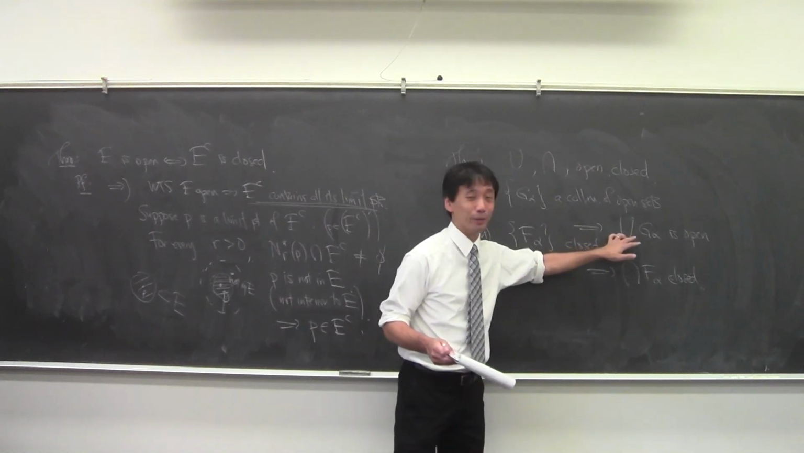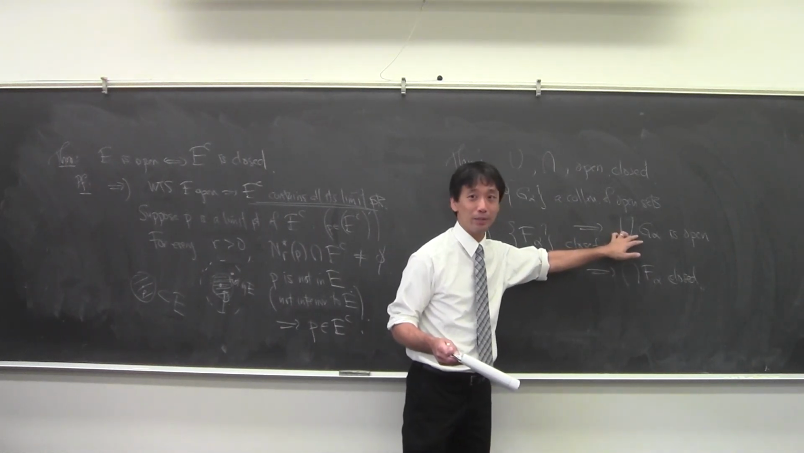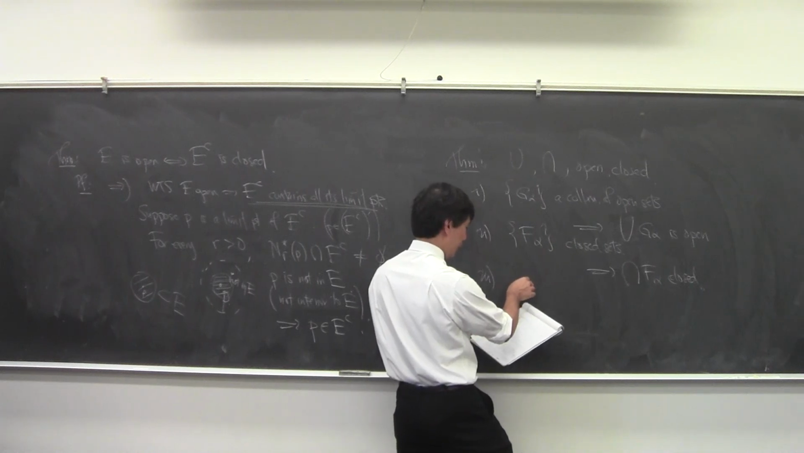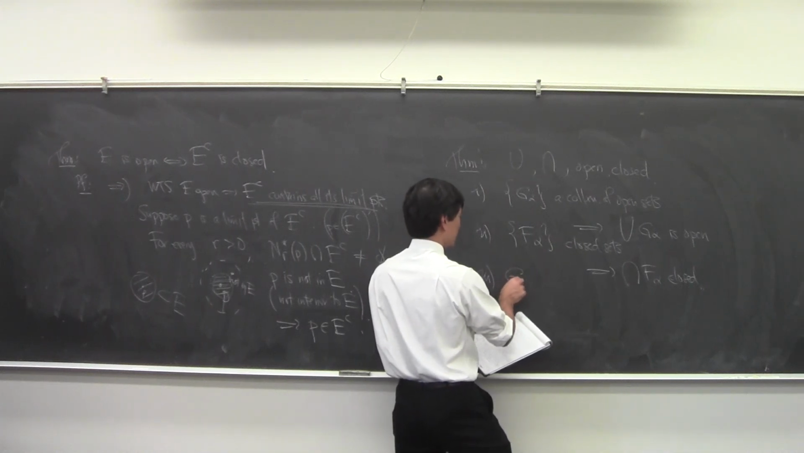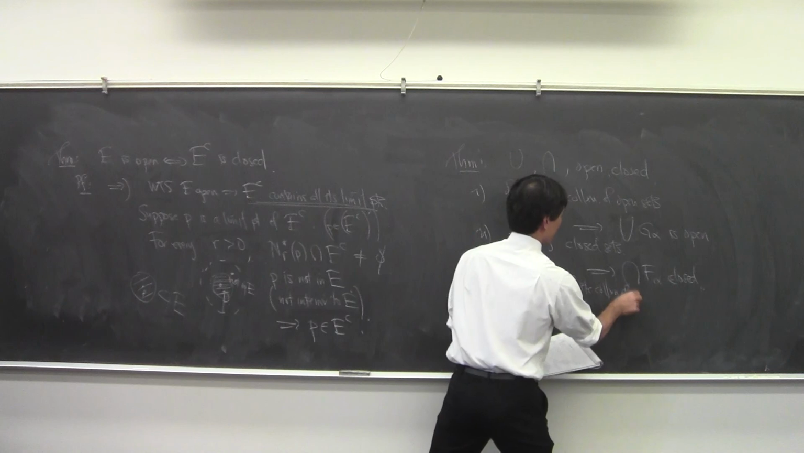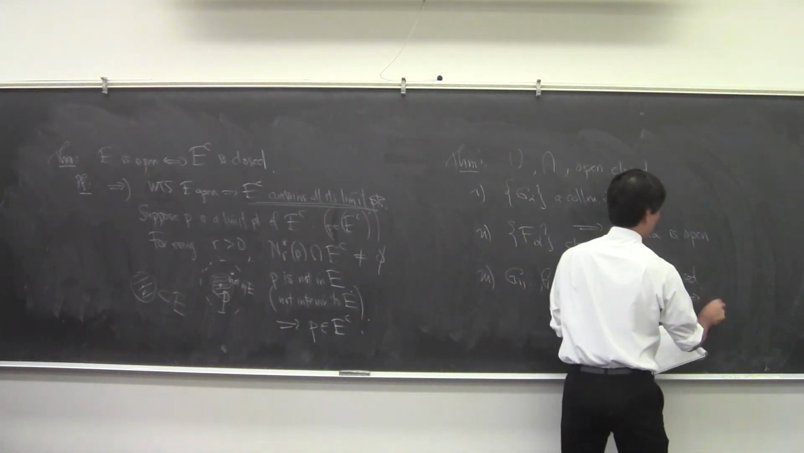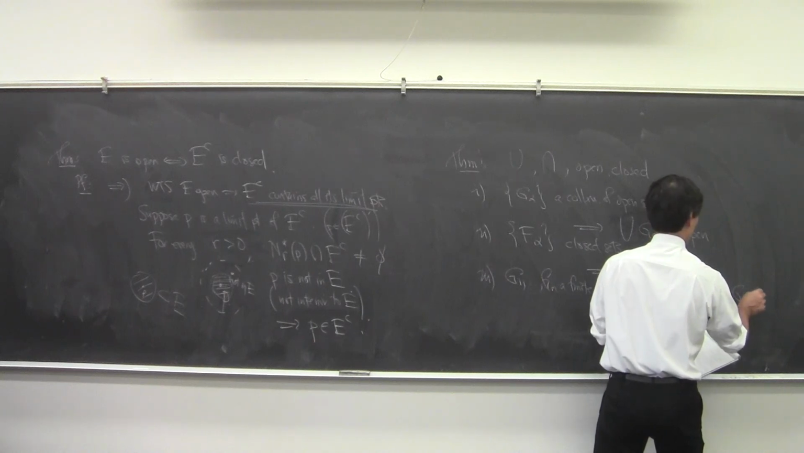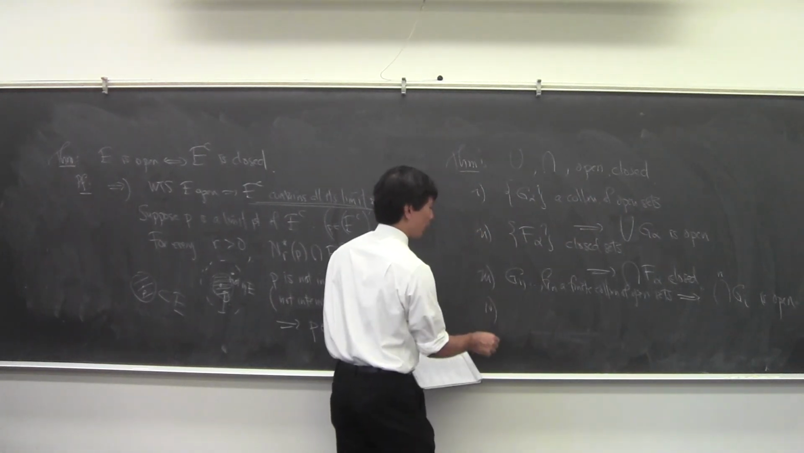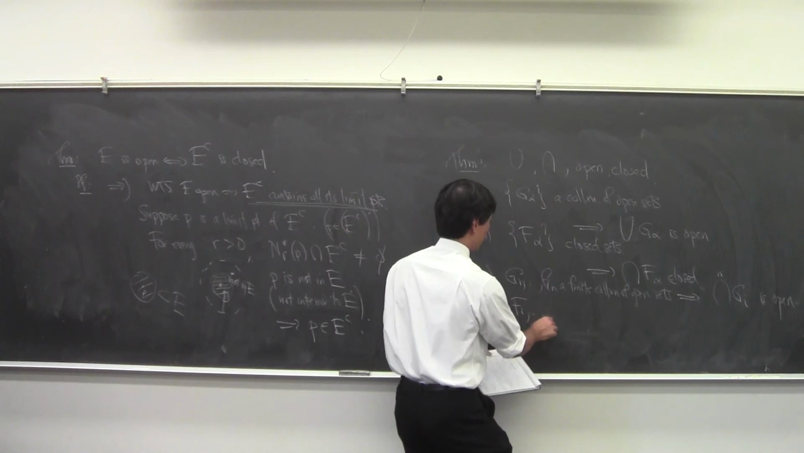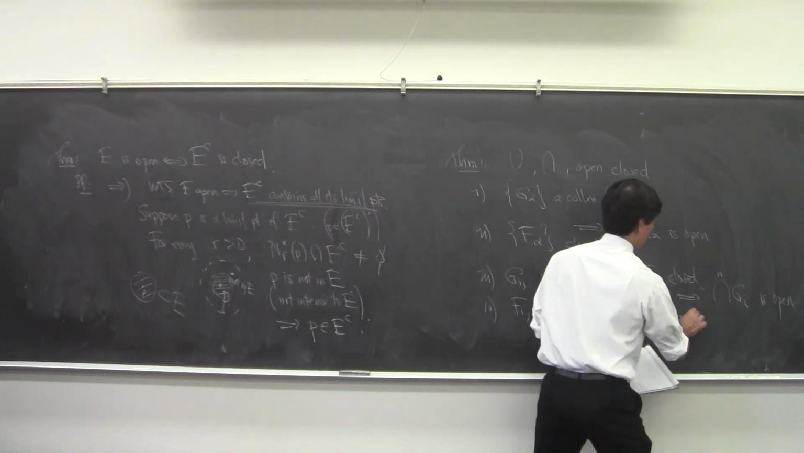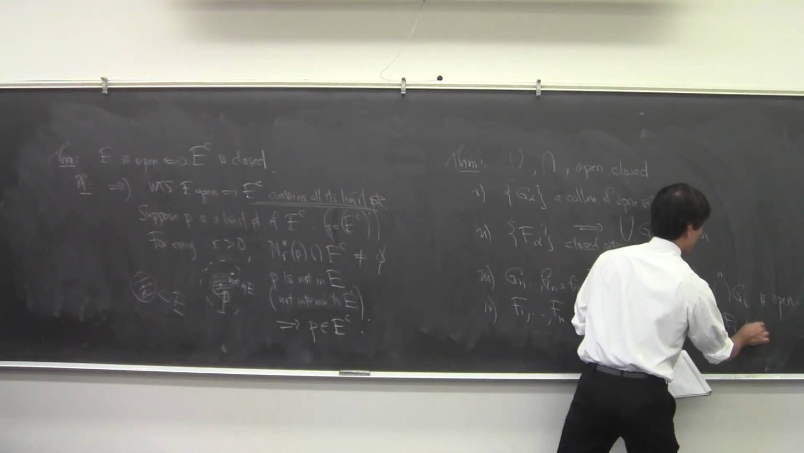What I said earlier is not true. If you have an infinite intersection of open sets, the intersection may well not be open. It's true, however, if you have a finite collection G1 through GN of open sets, then the intersection of that finite collection is still open. And if you have a finite collection of closed sets, then their finite union is still closed.